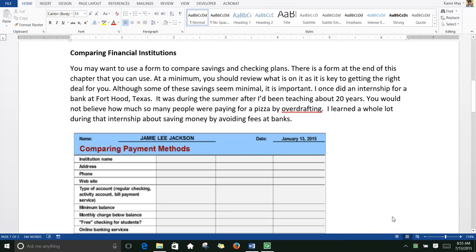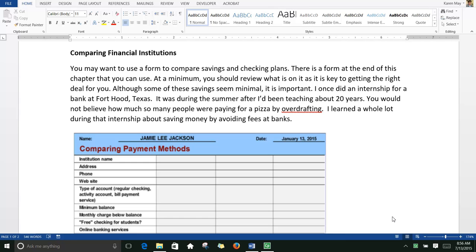You should always compare financial institutions. You may want to use a form to compare savings and checking plans. There is a form at the end of this chapter that you can use. At a minimum, you should review what is on it, as it is key to getting the right deal for you. Although some of these savings seem minimal, it is important.